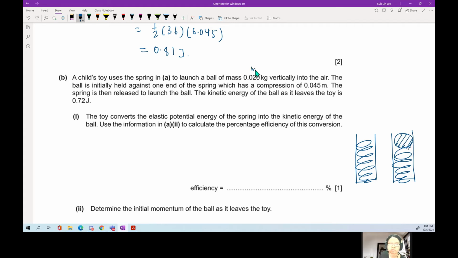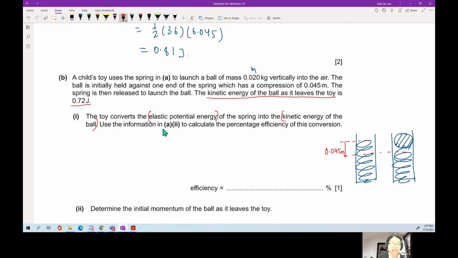This is the mass of the ball vertically into the air. The compression of my spring from here to here is 0.045 meter. The spring is then released to launch the ball. The kinetic energy of the ball as it leaves the toy is 0.72 joule. The toy converts elastic potential energy of the spring into kinetic energy of the ball.